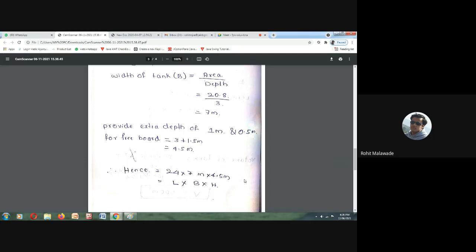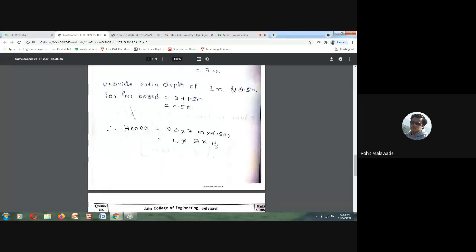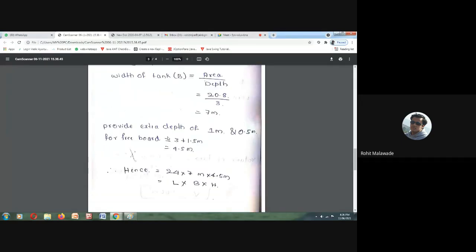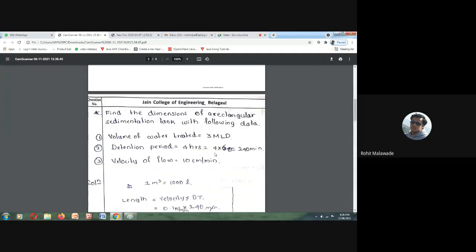So hence we are going to have the length as 24 meter, breadth as 7 meter, right? Width of the tank is nothing but the breadth of the tank. Height is nothing but we have got it as 4.5 meter. So this is what your dimension of rectangular sedimentation tank is. Is it clear?